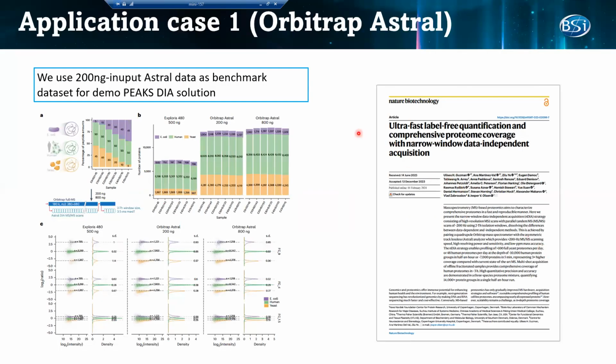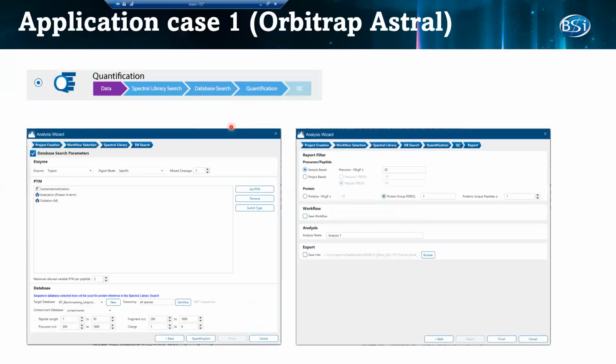Okay, then now we can show some demo result or the benchmark result. The first one we show here is from the Orbitrap Astral, from the paper from Professor Olsen. It's the first paper that reports they used the Orbitrap Astral. We used HYE data, and for the input we used 200 nanogram to show the performance. To do this search, we just show here is just in our DIA workflow. So we selected the DIA workflow.